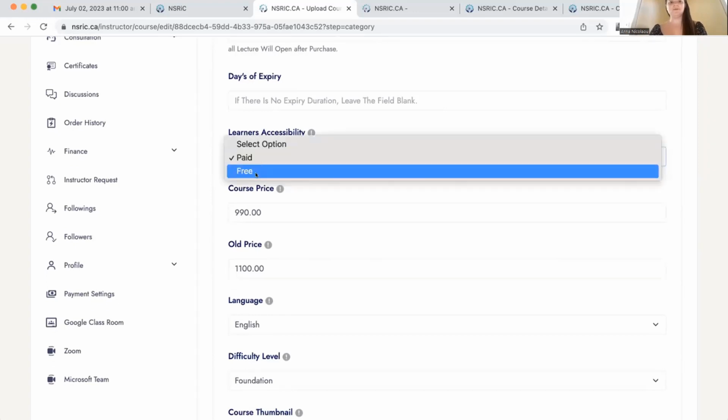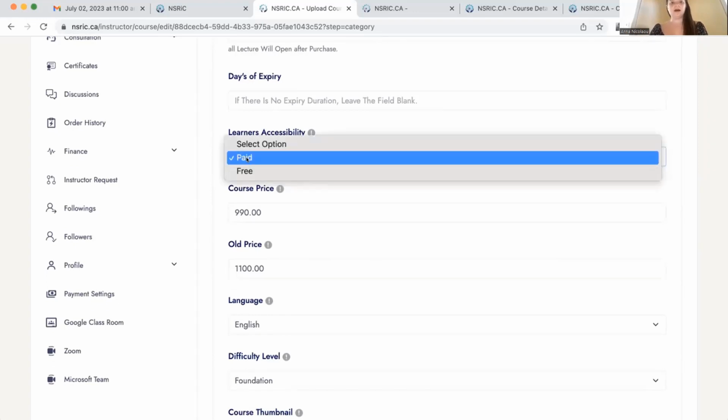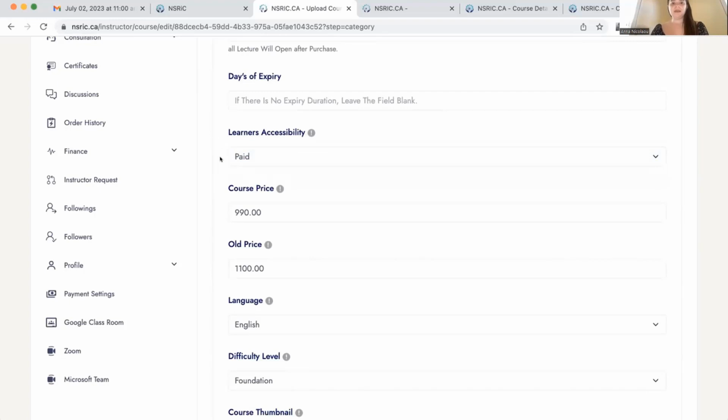Then you'll put learners accessibility. So is it paid or free? I chose paid. For all the NIST courses, there's actually a set amount on the NIST website for each one. So for all grade 9, 10, and 11 courses, I believe it's $990 per course. And then the asynchronous course price is a little bit lower, but you don't have to worry about that or put that in. The system will automatically calculate that for you. So that's not a concern at all. For old price, it doesn't matter. Just put anything in there that you want.